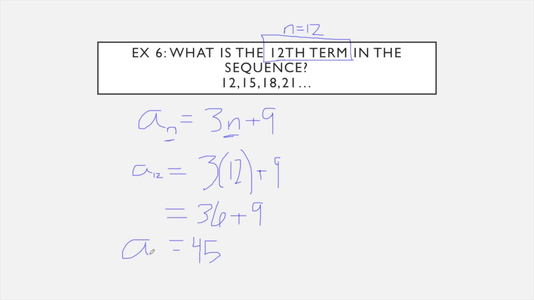So the 12th term has to be 45 based on this rule of increasing by 3 each time. So 12th term is 45 using the rule we just found on the last one. That's our rule. And then we plugged in and we got the 12th term right here. So you could do any term you want, but they asked us for 12th, so we found it to be 45. So use that rule and have that down for the 6th example.